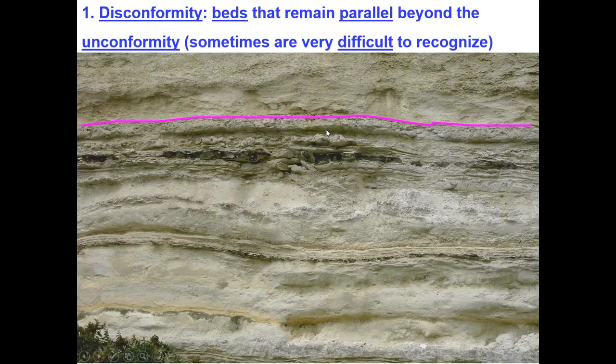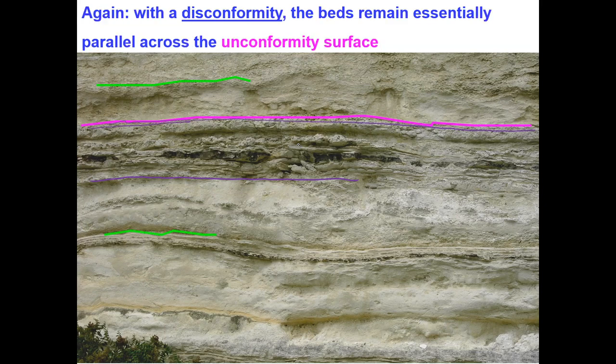So there's your disconformity. That's where the beds remain parallel. See how the beds are still parallel, right? They're still the same angle. You could see the same angle here. You would not necessarily know that there's even an unconformity here, right? It's hard to recognize. So disconformities are hard to recognize.